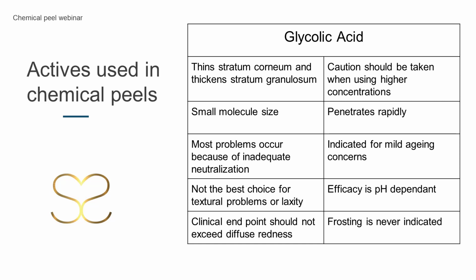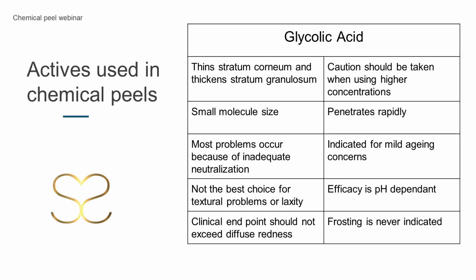One of the key problems occurring with glycolic acid is that it is often inadequately neutralized, which can increase penetration over time. Glycolic acid is not the ideal choice for improving laxity or moderate to severe textural abnormalities. Glycolic acid is best when utilized in low pH and lower concentrations, more frequently, and in a minimum of 4 sessions.